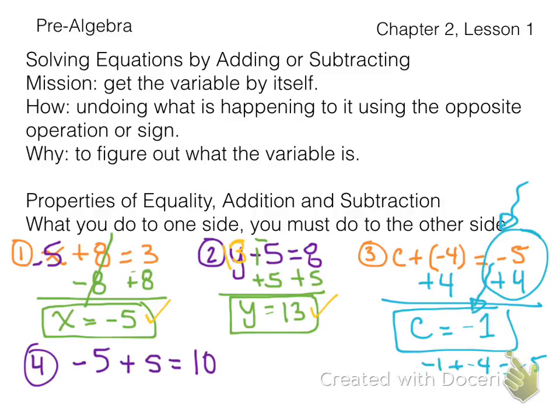Okay. All right, so here's just a little curveball. The s is over here. This is an s, by the way. All right? So what's happening to s? It's being added by negative 5.